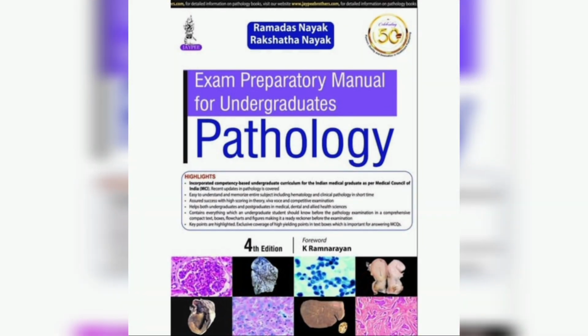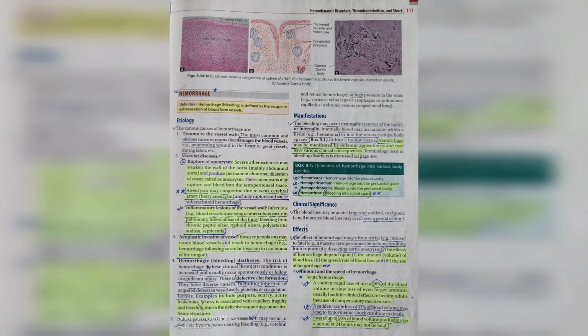There are two main important national level books. The first one is Ramdas Nayak Pathology, and the second one is Harsh Mohan Pathology. Both books are very good, and quite easy to read. Ramdas Nayak I prefer personally. This is a good book. It has several advantages while reading, because Ramdas Nayak is almost a crispy version of Robbins.